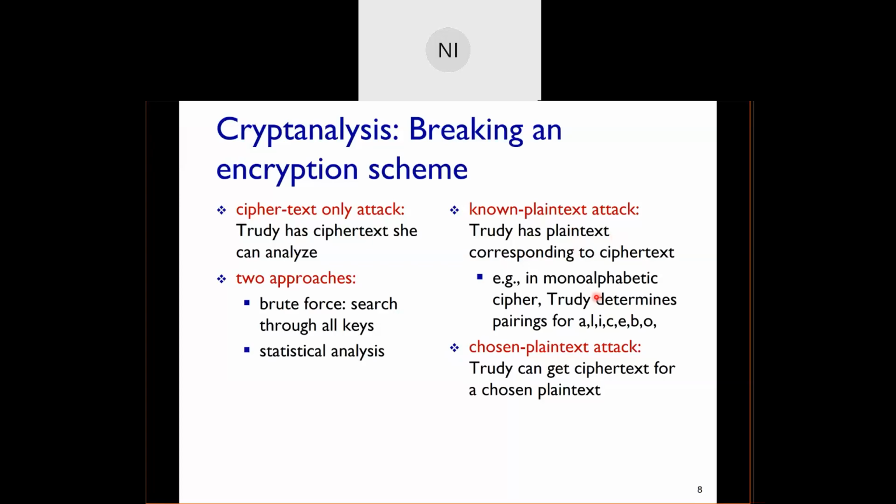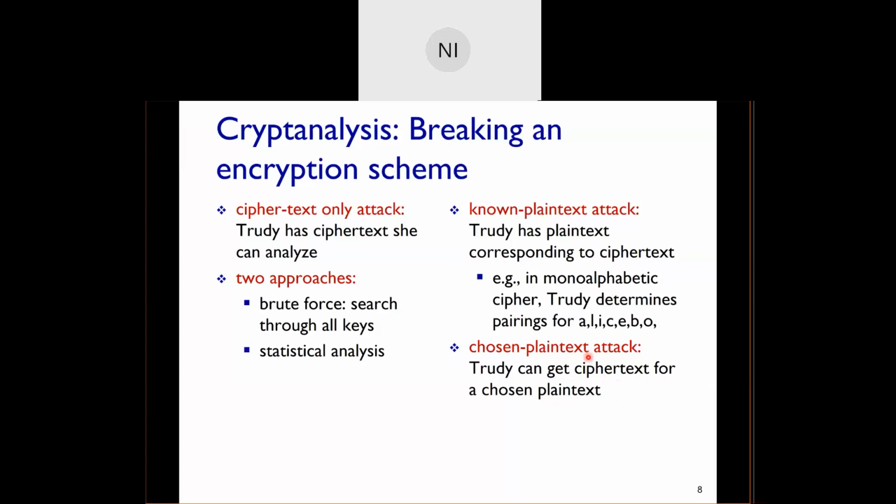And compared to that, we also have a related attack called chosen plaintext attack. In this case, Trudy can get ciphertext for a chosen plaintext. What it basically means is that Trudy has access to this device or the software which generates ciphertext for a given plaintext, and she can intelligently feed in different plaintext and generate the ciphertext.